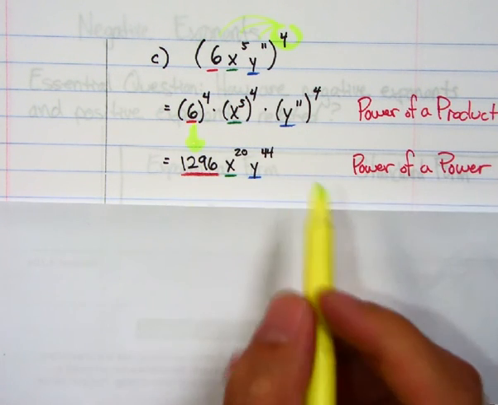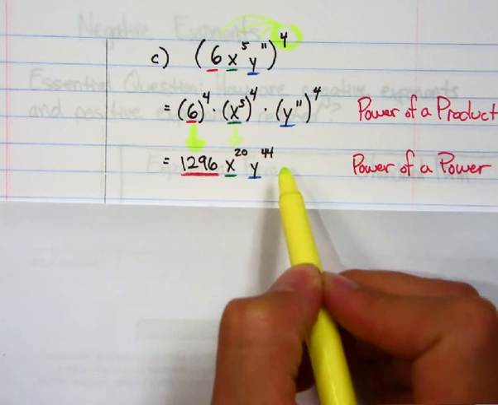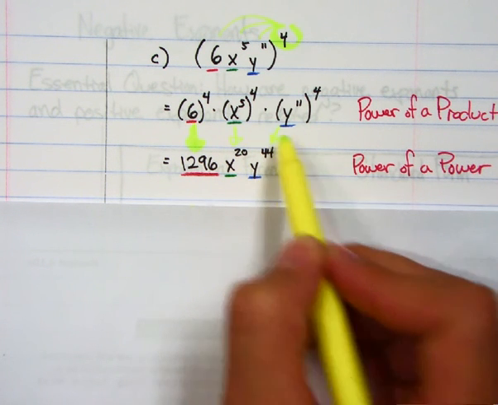This turns into my number. X to the 5th to the 4th now is x to the 20th. Y to the 11th to the 4th, y to the 44th.